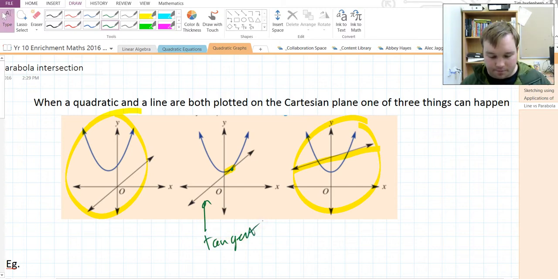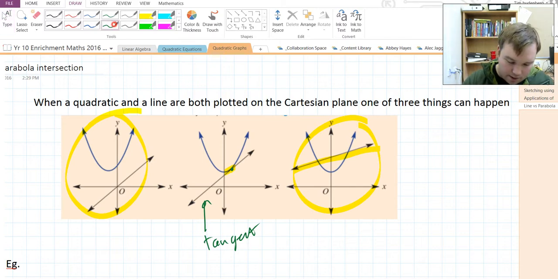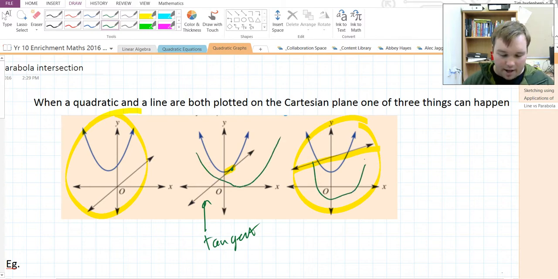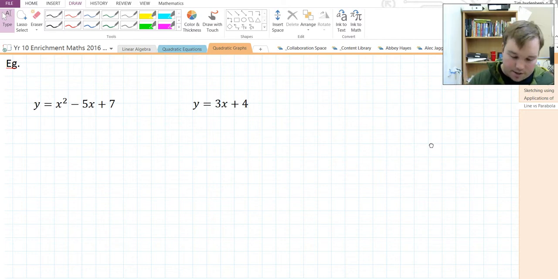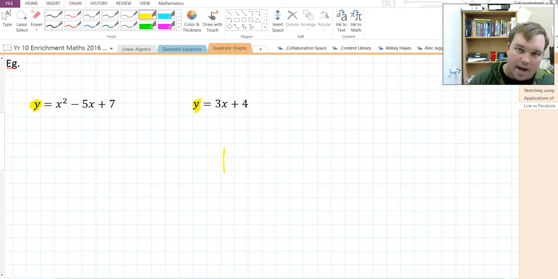Now you might be looking at this and thinking, well, that's suspiciously similar to what the quadratic equation can do to the x-axis. Recalling that we could either miss the x-axis, touch the x-axis, or cross the x-axis twice. And the good news is these are incredibly related, because if you're given this example here of a quadratic and a linear, what you can say is if they're going to intersect, then the y values must be equal. And we can substitute this y value for what we know the other y value is equal to.